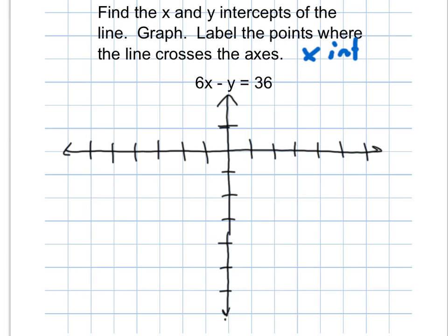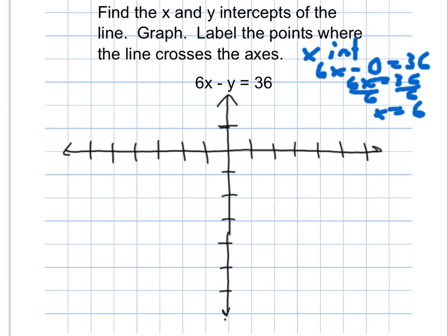by plugging in 0 for y. So for my x-intercept, I'm going to have 6x minus 0 equals 36. Well, that means that 6x is equal to 36, and my x-intercept is 6. Okay, so one of my points is the x-intercept, 6, 0. Alright, and I'm going to make sure I know this is my x-intercept. I'm going to go ahead and plot that point after I get done.